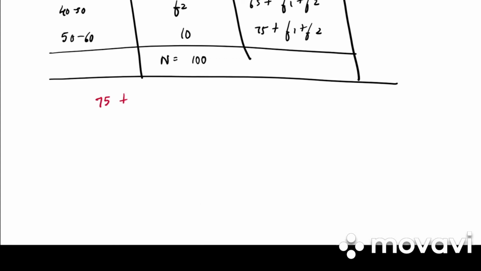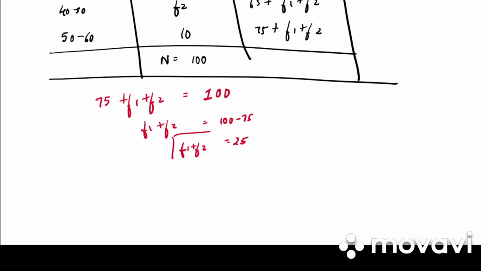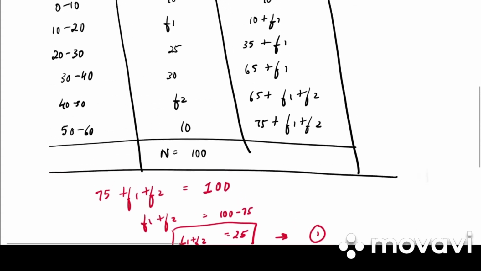So 75 plus F1 plus F2 should be how much? It should be equal to 100. So F1 plus F2 will be how much? 100 minus 75. The total of F1 plus F2 will be 25. So this will be your equation number 1.